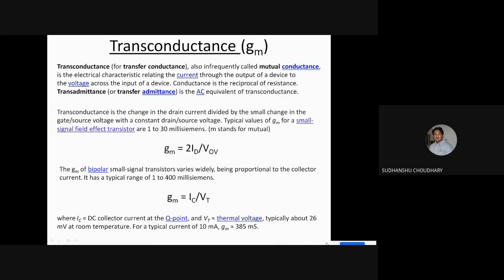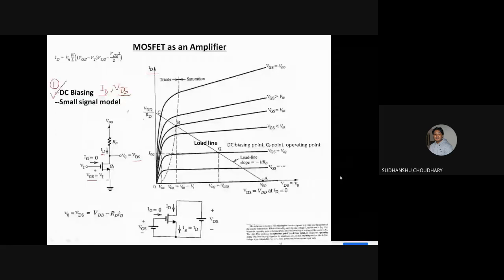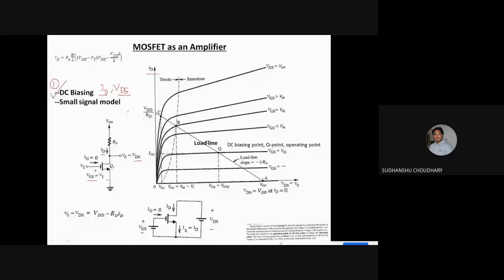In the previous lecture, we discussed how to use a MOSFET as an amplifier. Then we also discussed DC biasing to set the biasing point, or Q point, also called the operating point, via load line analysis. So we knew how to bias the transistor. This DC biasing is also required to find the small signal model of the MOSFET.